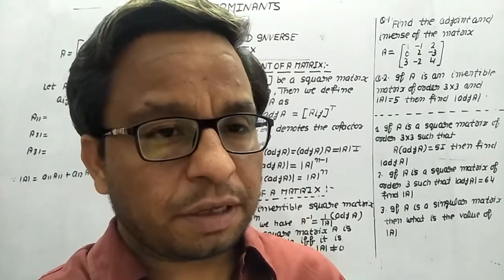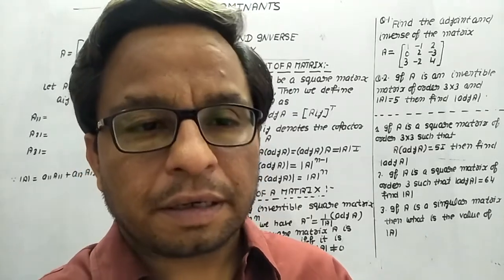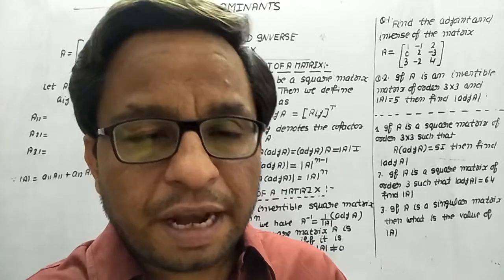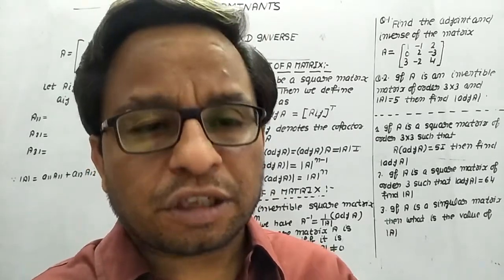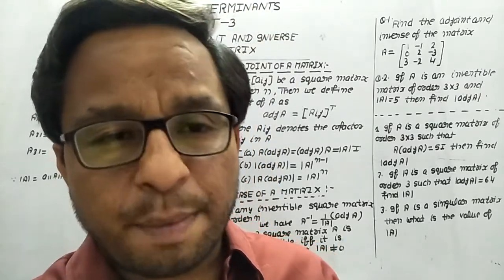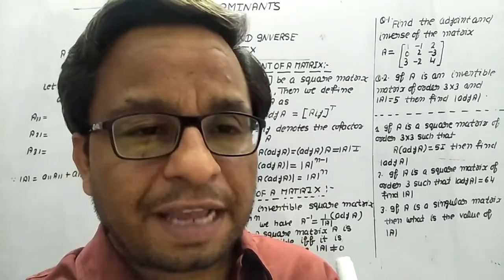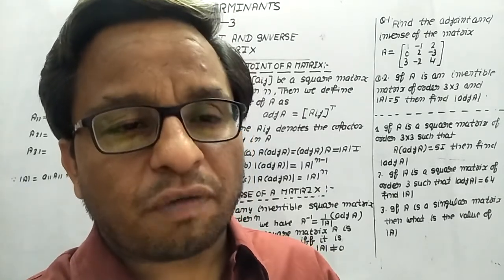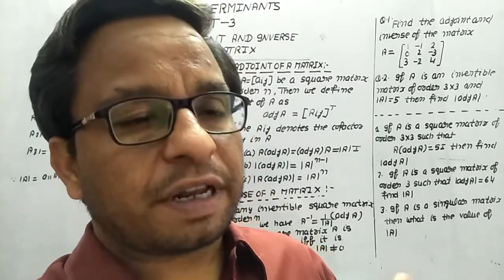What is the meaning of this? If we have a square matrix A of order n by n, and we can get another square matrix B of the same order in such a way that AB equals BA equals I, then we say A is invertible and the inverse of A is equal to B. Now first of all we will discuss the adjoint of a matrix.